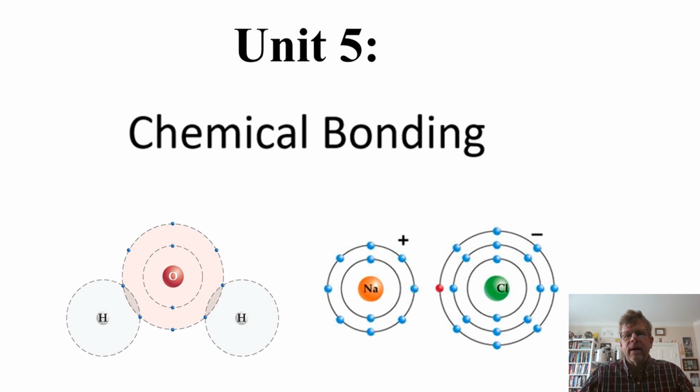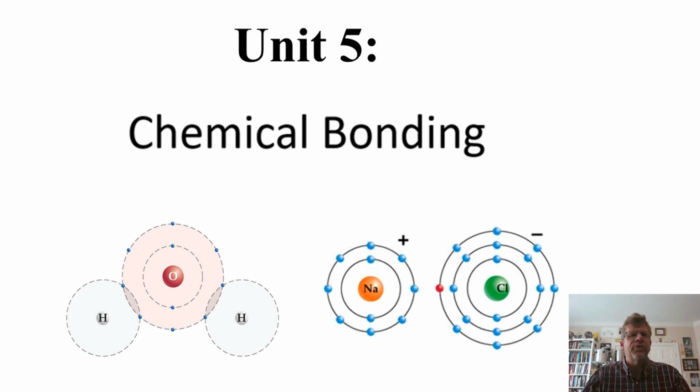All right, welcome back. So we're starting a new unit of study today. This is unit 5 called chemical bonding. Now we had looked at the three subatomic particles in detail. We looked at protons and neutrons in unit 3, and unit 4 was exclusively for electrons.